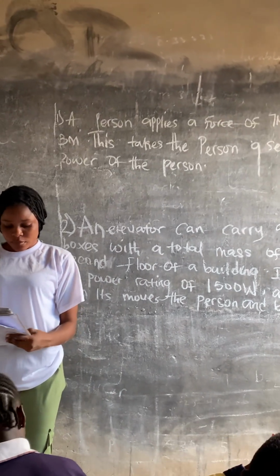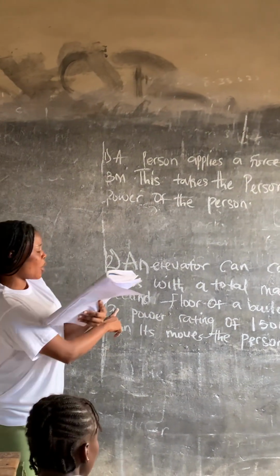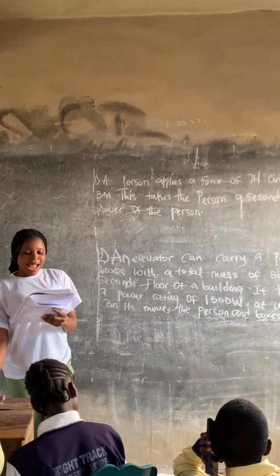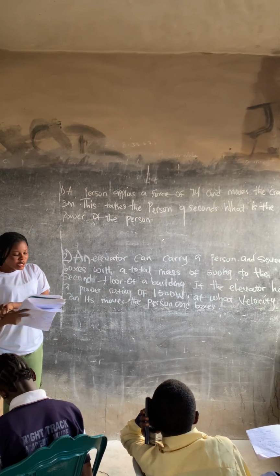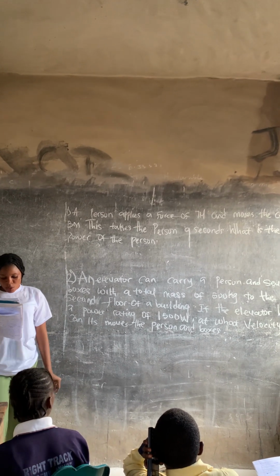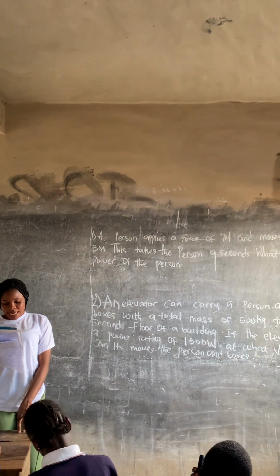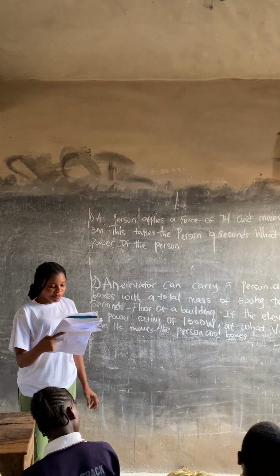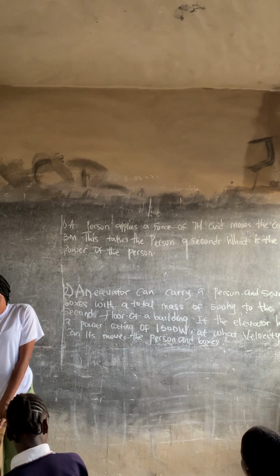Which is on the board. An elevator, which is on the board, that's number 2, can carry a person and several boxes with a total mass of 500 kilograms to the second floor of the building.